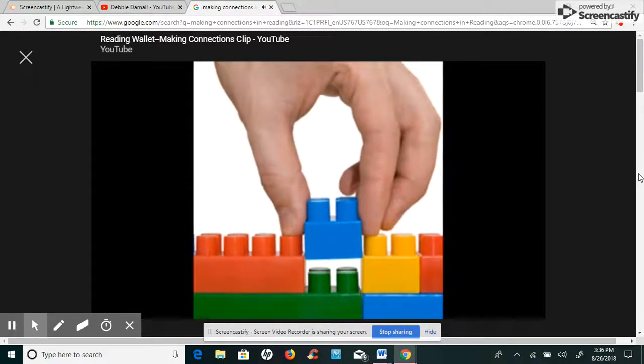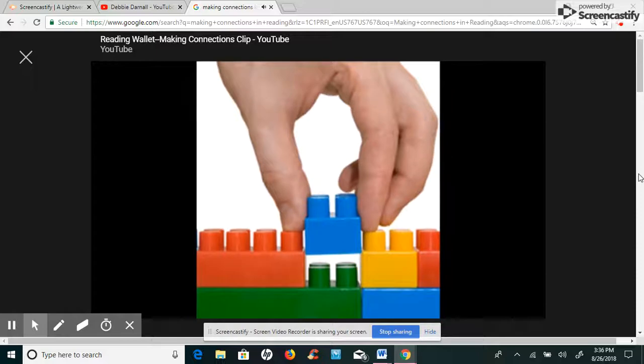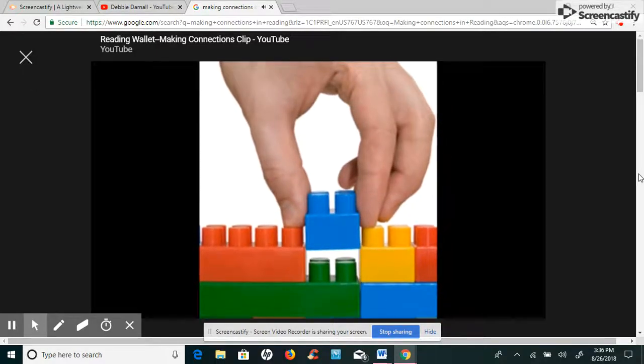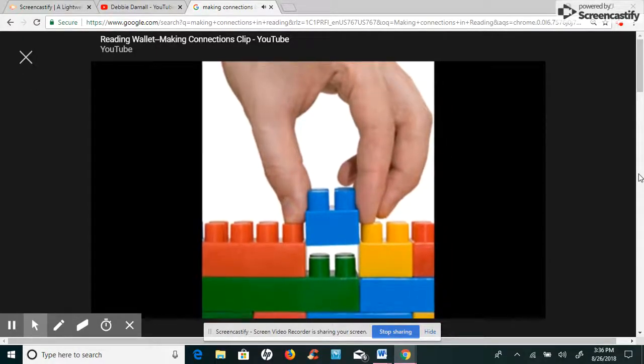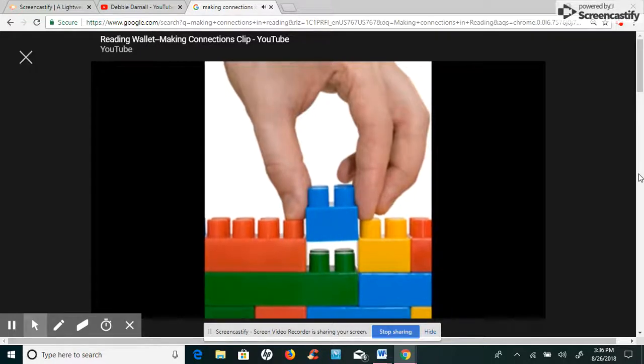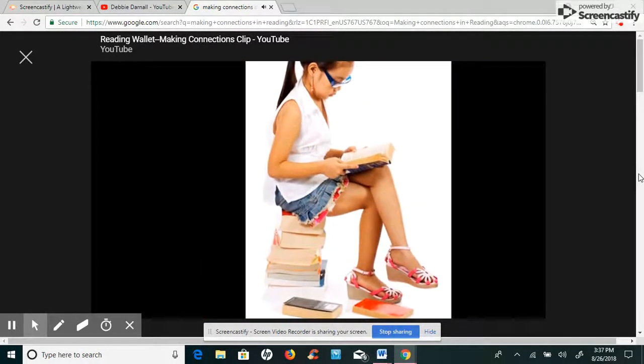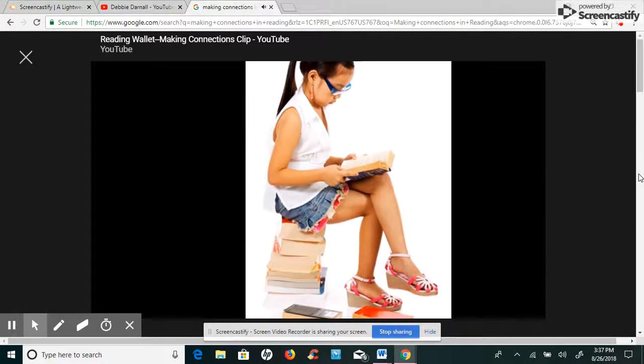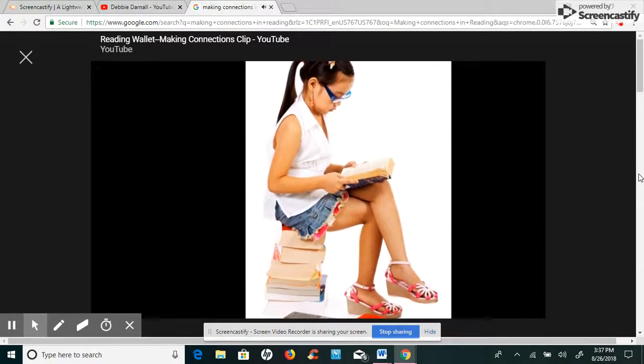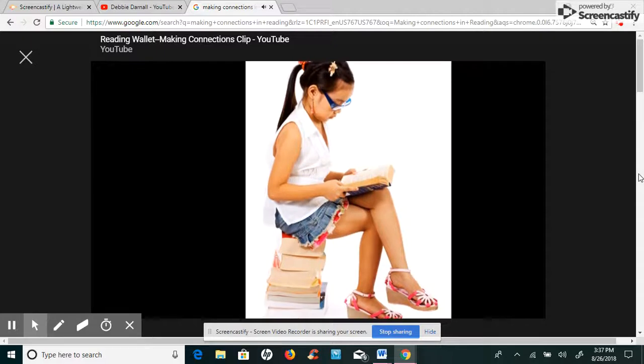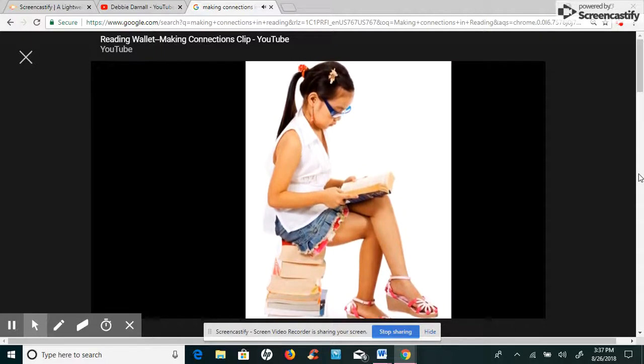Hey, do you like to play with connecting blocks? Most kids do. It's so fun to take two things and connect them together. The blue block and the green block fit together perfectly. Did you know that you can connect or put things together when you read too? Good readers make connections when they read. There are three main ways to do this.